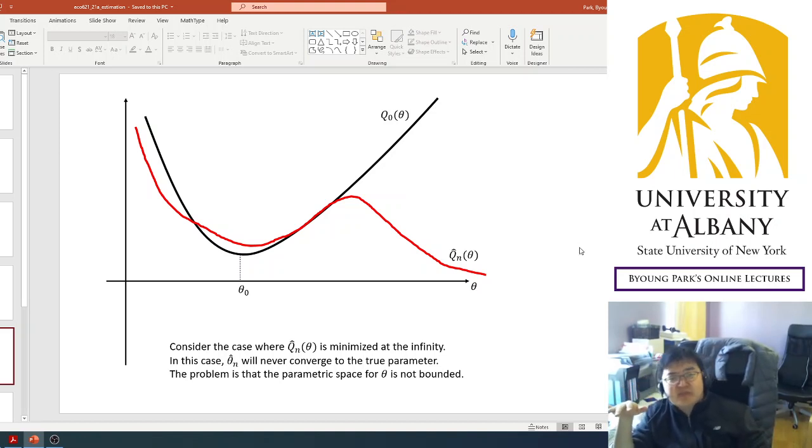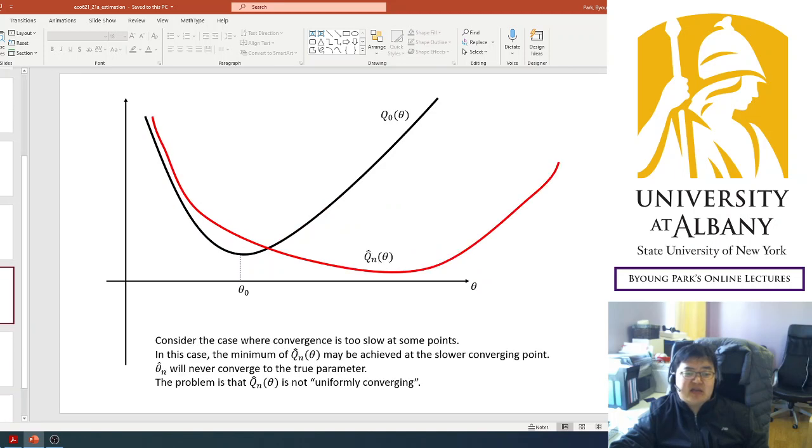this problem may happen because the parameter space is too wide. It is not bounded. So it may diverge to infinity. Then that may cause a problem. This is the first case where we have a problem. And second case, this is your estimator.